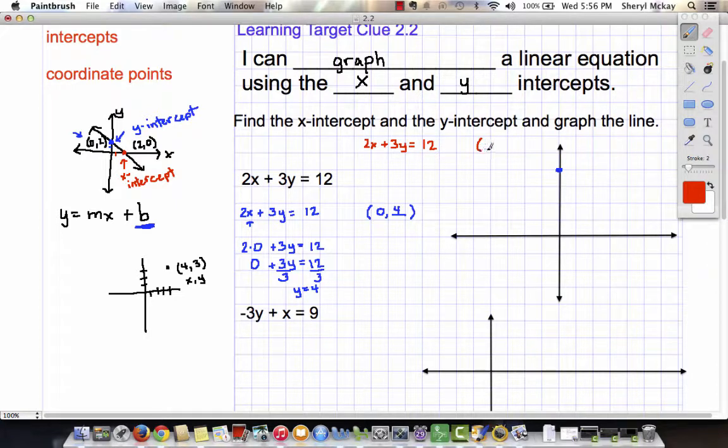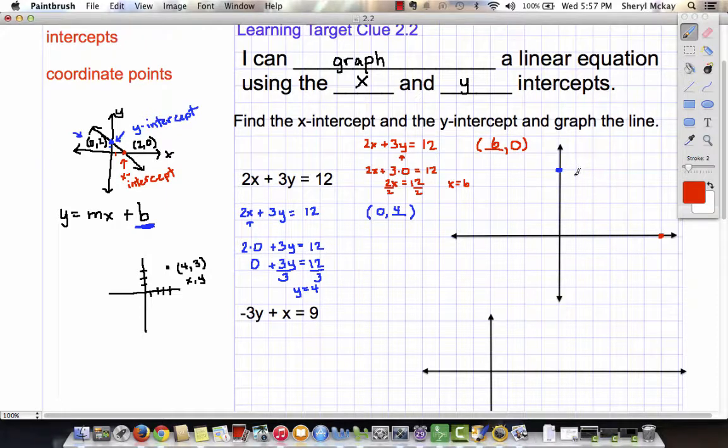And now I know that I'm finding what the x is, and I already know that the y is 0. So then I just have to replace that y with a 0. So I have 2x plus 3 times 0 equals 12. Well, the 3 times 0 just becomes 0, and I end up with 2x equals 12. When I divide both sides by 2, I get x equals 6. So my x-intercept is at 6 and y is 0. So that means 1, 2, 3, 4, 5, 6 is right there. So now I've just graphed my y-intercept and my x-intercept.